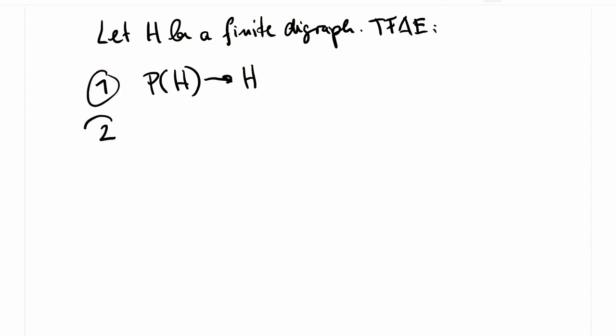A property which is nice, it can be checked on a computer, but it's expensive to check it on a computer because P of H has exponential size. So this can be a lot of work. So we are really interested in alternative characterizations. So the second one is now in terms of polymorphisms. It says H has, for every k, a totally symmetric polymorphism of arity k.